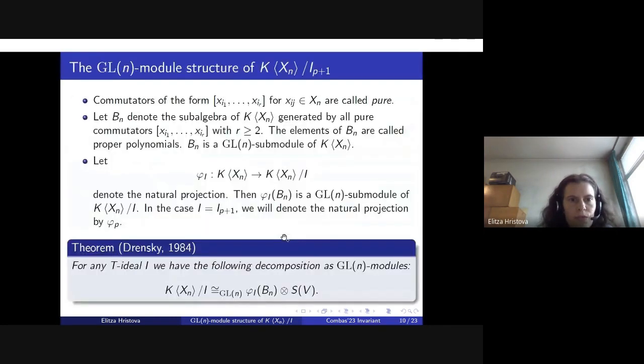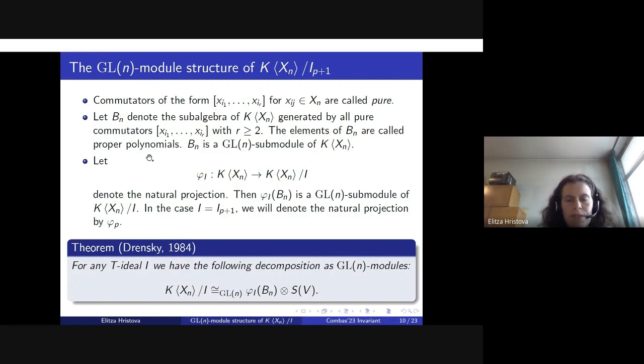So let us move on to describing the method of finding this S2. So let us first introduce a bit more notation. So we'll call the commutators of this form pure, in which all the entries are basis vectors and nothing else. And Bn, this is a standard notation. Bn denotes the subalgebra generated by all pure commutators, and its elements are called usually proper polynomials.